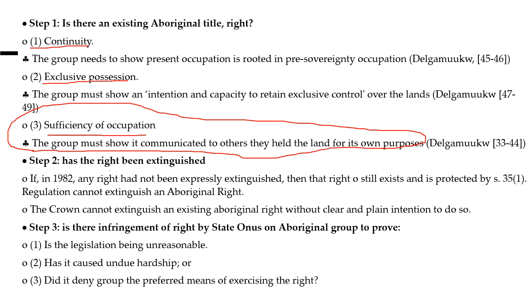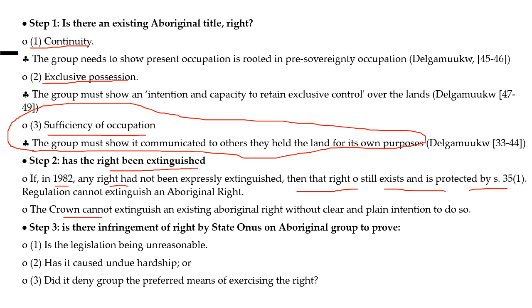Second step, has the right been extinguished? So if before 1982 any right related to that occupation of land, related to Aboriginal title, was expressly extinguished, like someone gave up, then later on you cannot say that okay, I want this title back. That won't be possible. The right has to exist and then only it can be protected by section 35.